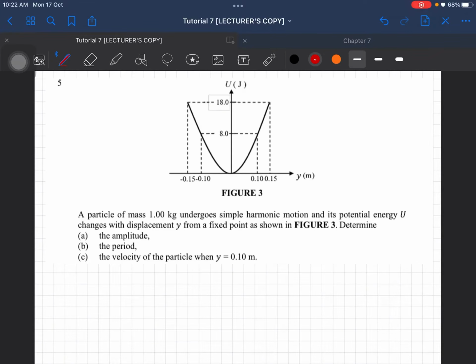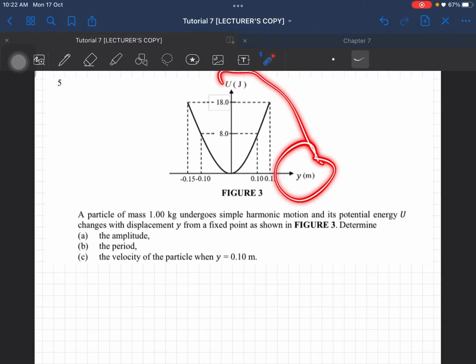Question number 5. A particle of mass 1 kilogram undergoes simple harmonic motion and its potential energy changes with displacement from a fixed point as shown here. So what we need to determine is the amplitude, the period, and the velocity of the particle when y is equal to 0.10. So remember, every time you see a graph, you are always going to be extracting information from its x and y axis.